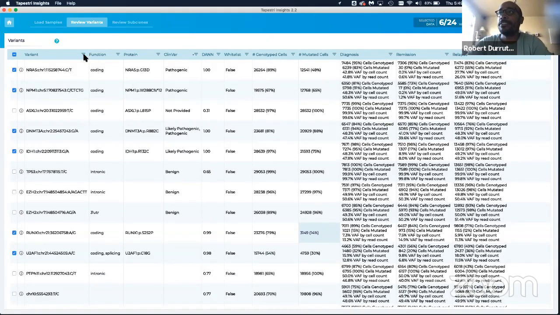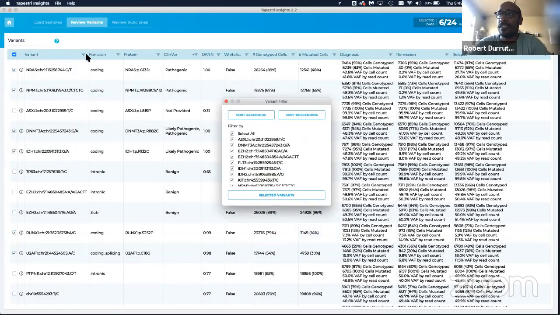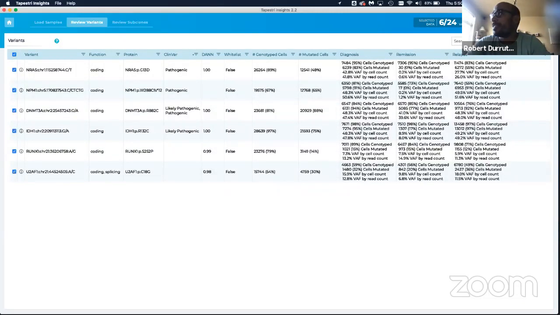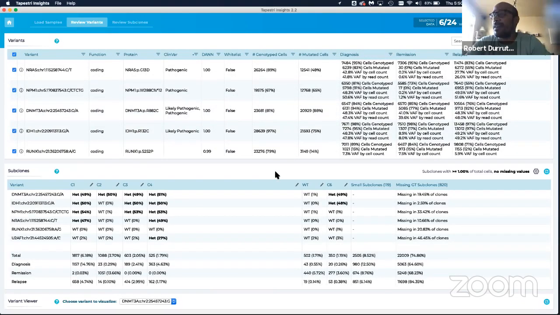Once you're done with that, I suggest to click on this little inverted triangle and to only display the variants that you just selected, just to help you with the analysis going forward. So I'm clicking the button, select variants. So now you just discard everything that you didn't select. I can minimize my window.